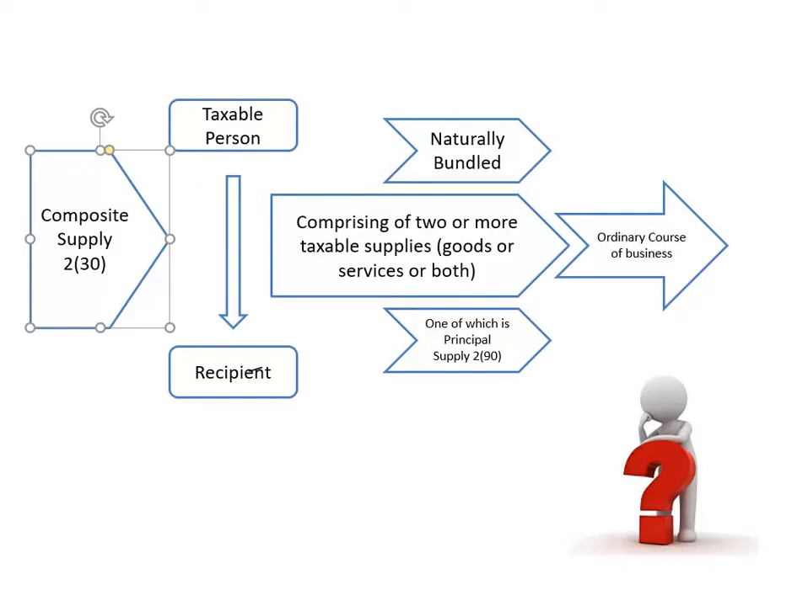Composite supply. A taxable person agrees to supply services or goods to the recipient, comprising two or more goods or services or both, which are naturally bundled, one of which is a principal supply, in the ordinary course of business, and this is considered to be a composite supply. The best example you can relate to is hotel services.